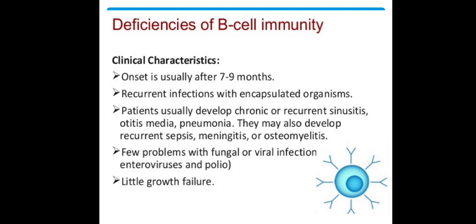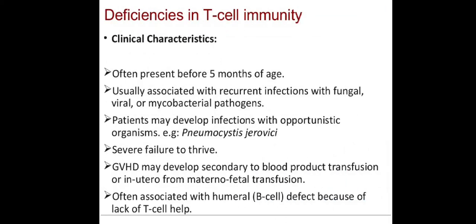Some more points regarding B cell defects. As I already told, they present late, after 6 months, with recurrent infection with encapsulated organisms, so recurrent sinusitis, otitis media, pneumonia, meningitis, and osteomyelitis. T cell defects present early, mainly with fungal infections, mycobacteria, viral infections, and opportunistic infection. Failure to thrive is more severe with T cell immune deficiency. As I told you already, graft versus host disease can even present in utero with maternal fetal transfusion.